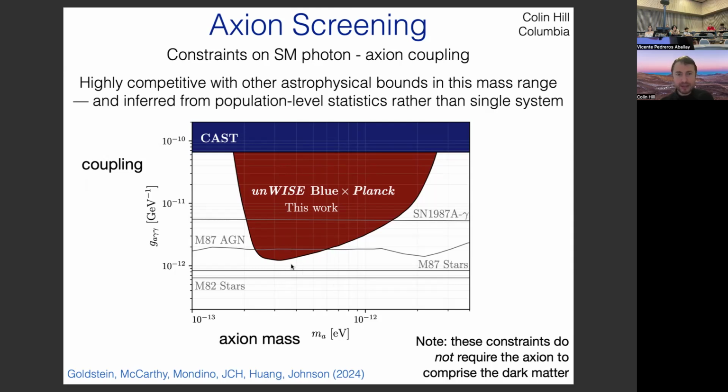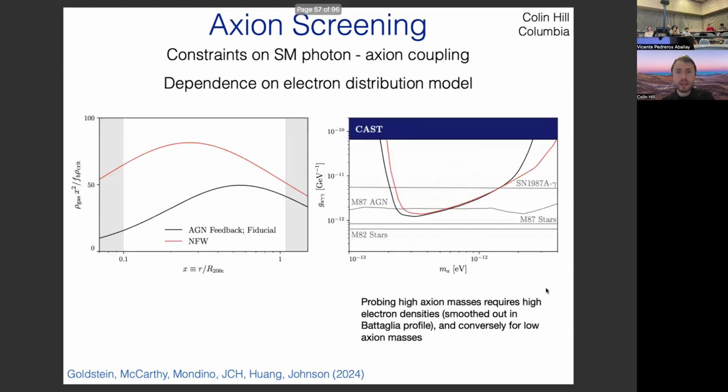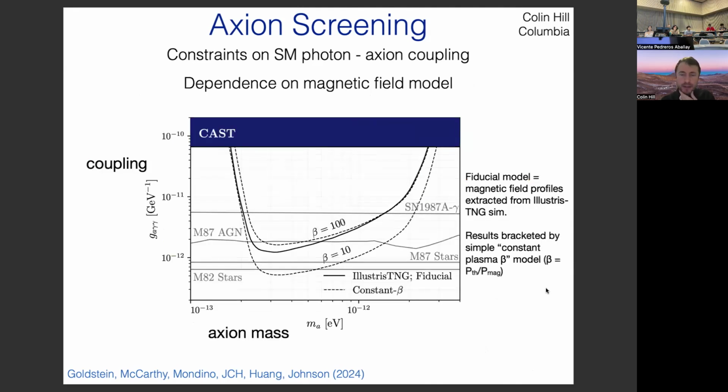We don't detect anything and we get a pretty tight upper limit. Just like the dark photon case, these constraints don't require the axion to be the dark matter. It's just that this coupling term has to exist in the Lagrangian. We also studied the dependence on the assumed electron distribution model as well as the magnetic field model. I'll skip these in the interest of time, but I'll note that we considered a really broad range of magnetic field models and find that the constraints only change by a factor of a couple. So it's pretty robust to the assumption of how the magnetic field behaves in these galaxies.